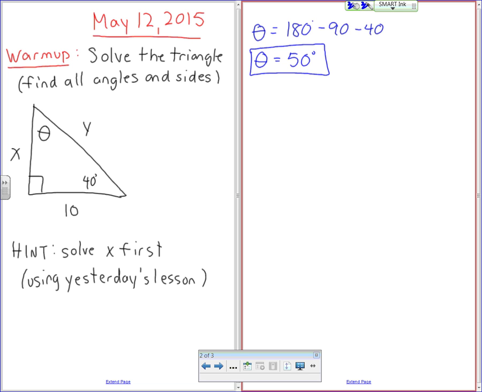Can someone be brave and tell me what the opposite side is to 40 degrees? X. Okay. Now, if you weren't here yesterday or you were confused, the way we got that is that's the side directly across from theta. So OPP equals opposite. Let's write that down here if you weren't here yesterday.